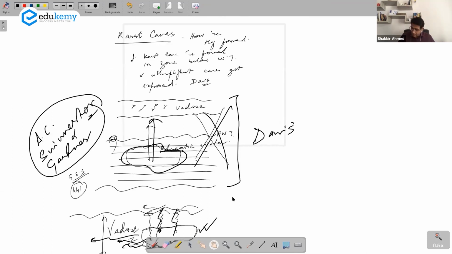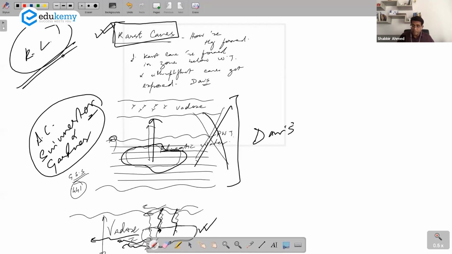Karst caves, I think, is an important topic. Questions from Karst have not been asked. Karst landforms have not been asked. So please prepare this.